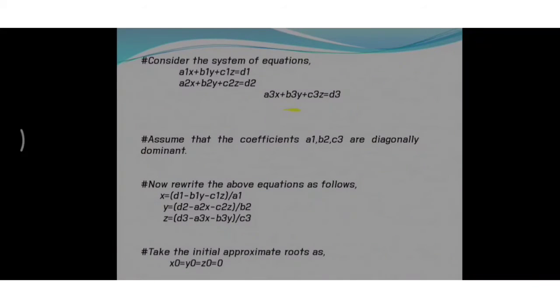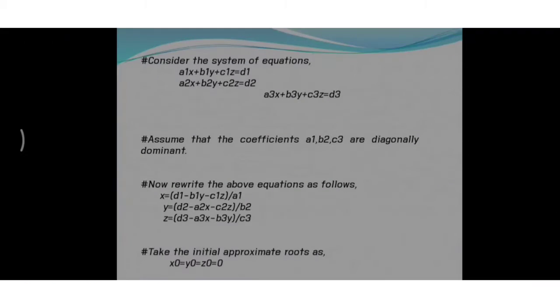is equal to d2, and a3x plus b3y plus c3z is equal to d3. Now assume that the coefficients a1, b2, c3 are diagonally dominant. Diagonally dominant means the first equation should contain the maximum coefficient of x value. Here a1 should be maximum among a1, a2 and a3, and in the second equation b2 should be maximum, that is y coefficient should be maximum, and in the third equation z coefficient, that is c3, should be maximum. Then these are said to be diagonally dominant.